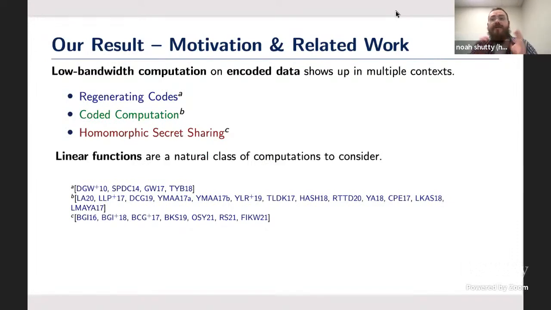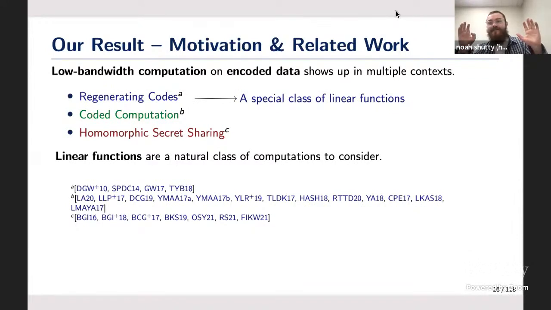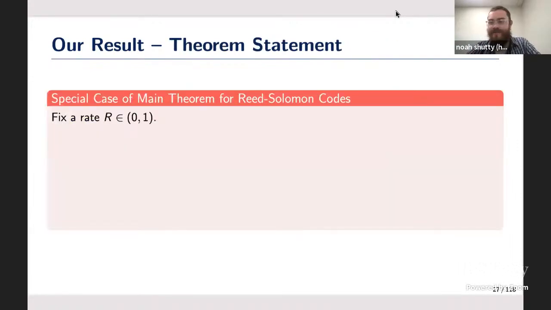So we generalized regenerating codes, which are just a special class of linear functions for a linear code when you want to compute the specific code word symbol that was lost. And we generalize that now to all linear functions, which we just thought was a really natural class to consider. So this is like our new problem. And this is our theorem, or this is a special case of our theorem.